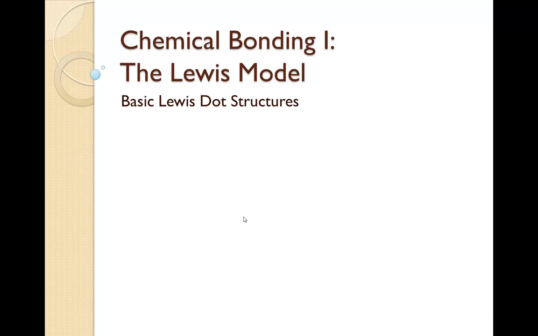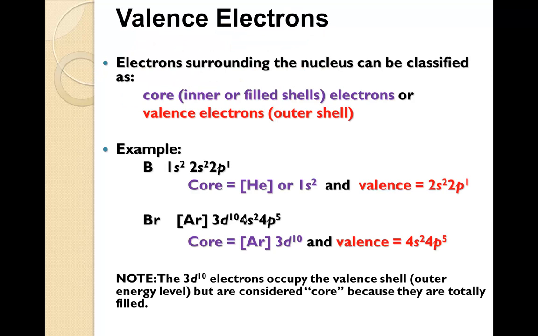In this tutorial, we will be discussing electron dot structures. To do that, you need to figure out how many valence electrons there are, because those are the ones that are actually participating in the bonding itself. Electrons surrounding the nucleus can be classified as both core and valence electrons.